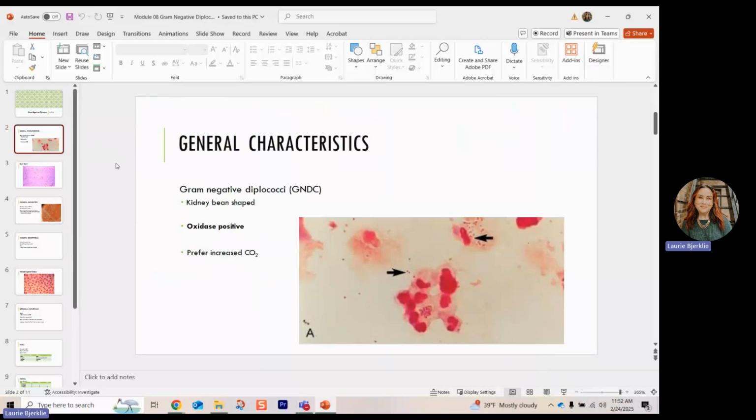So where the black arrows are pointing, you can see, especially this center arrow here, the two little gram-negative cocci in a pair there.